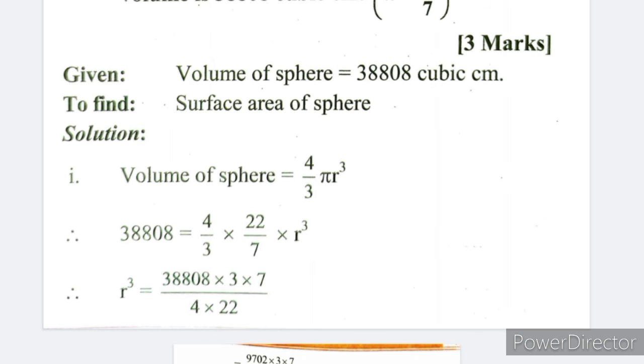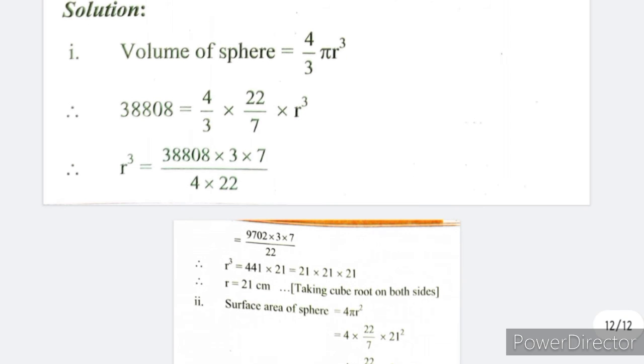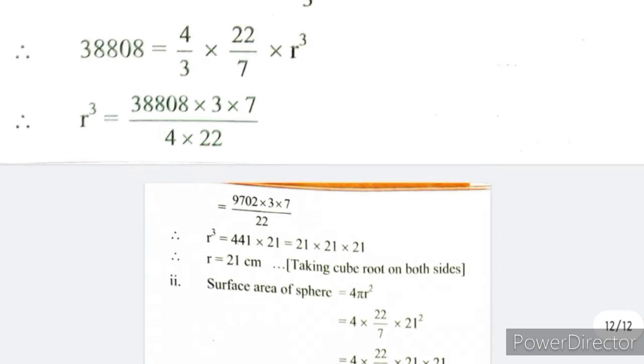Here one thing is changed, that we have taken the pi value as 22 upon 7. So we will take 22 upon 7 and 4 upon 3 to that side, so it will become the reciprocal of them. It will become 3 upon 4 and 7 upon 22. And 38,808 into 3 into 7 upon 4 into 22 is equal to r cube. Remember this step, because the reciprocal is taken if we take fractions to the other side.